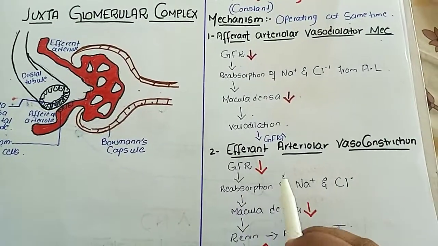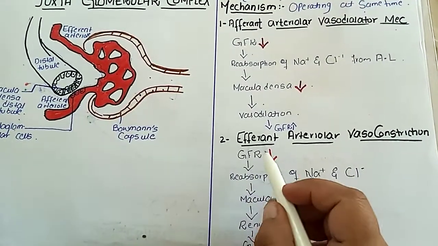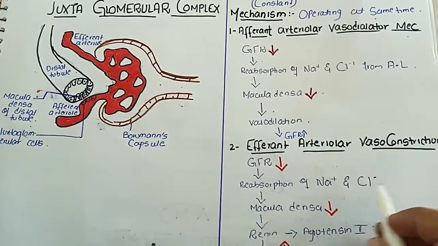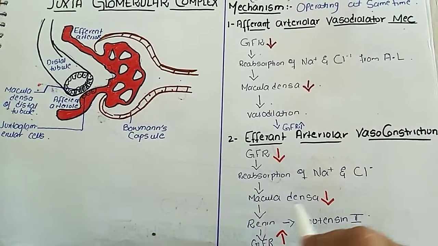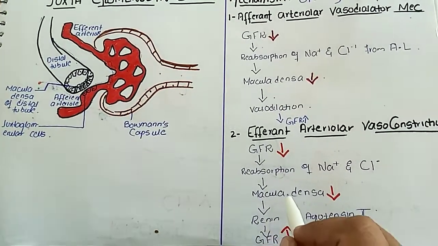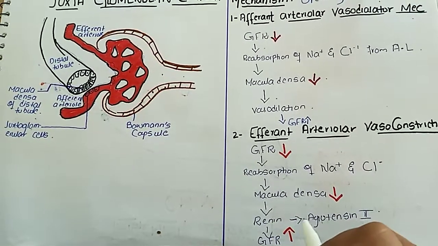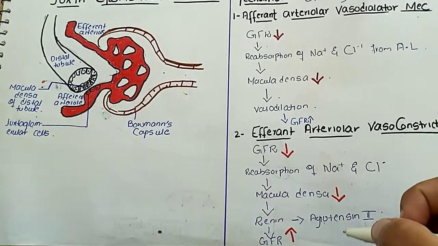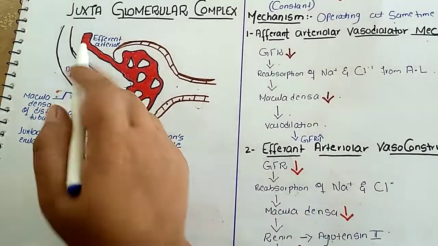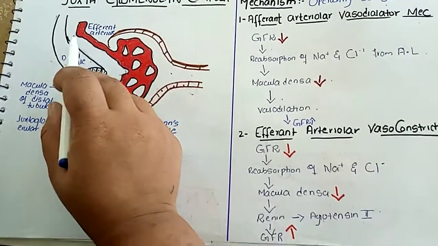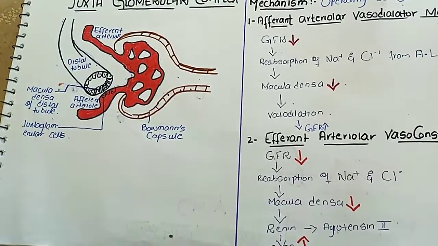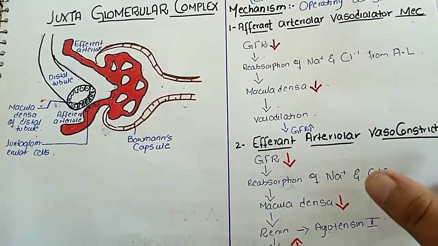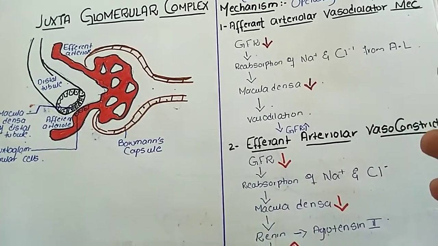The second one is efferent arteriolar vasoconstriction. When GFR is decreased, as in the first process, the concentration of sodium and chloride ions at the macula densa will decrease, and the macula densa in this condition will produce renin. I told you before that renin will produce angiotensin 2, and angiotensin 2 is a vasoconstrictor substance, and it will cause vasoconstriction of the efferent arteriole, and the GFR will increase as a result of this. So here we are done with the first topic of renal physiology, which is the first step of urine formation. Thank you so much.